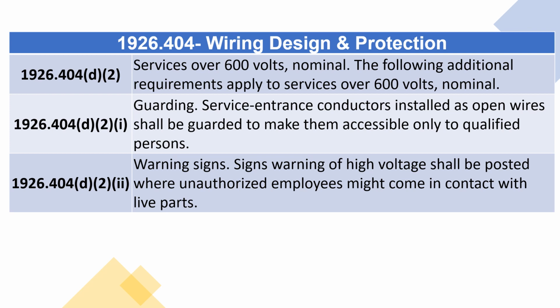1926.404(d)(2) Services over 600 volts, nominal. The following additional requirements apply to services over 600 volts, nominal. 1926.404(d)(2)(i) Guarding. Service entrance conductors installed as open wires shall be guarded to make them accessible only to qualified persons. 1926.404(d)(2)(ii) Warning signs. Signs warning of high voltage shall be posted where unauthorized employees might come in contact with live parts.